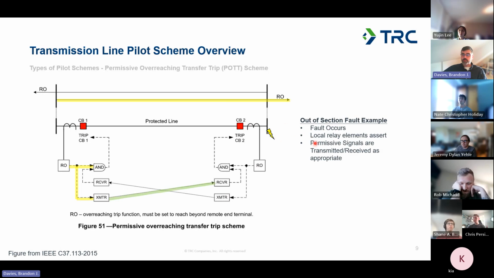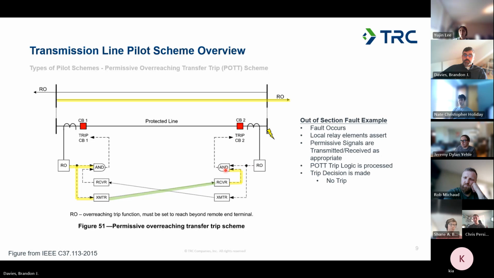So same thing in both terminals, permissive signals are transmitted and received as appropriate. In this case, because only the relay at the circuit breaker 1 location sees the fault, it is the only one that is transmitting a permissive signal. And then our logic is processed at either terminal. So the receiver has received this, and we're logically asserting the fact that we've received it in the POTT scheme logic.